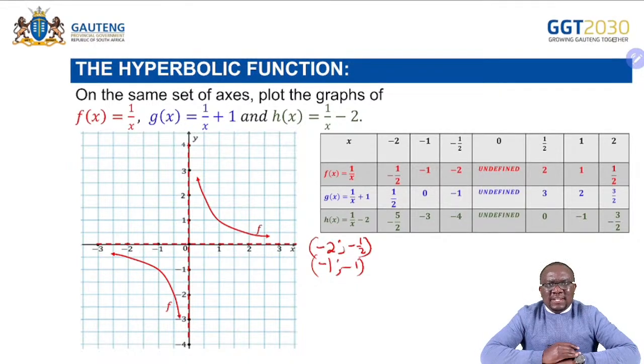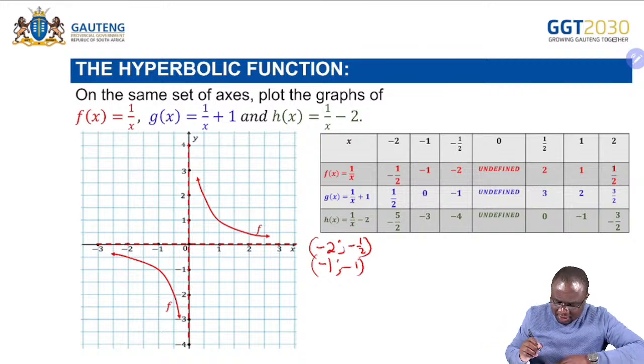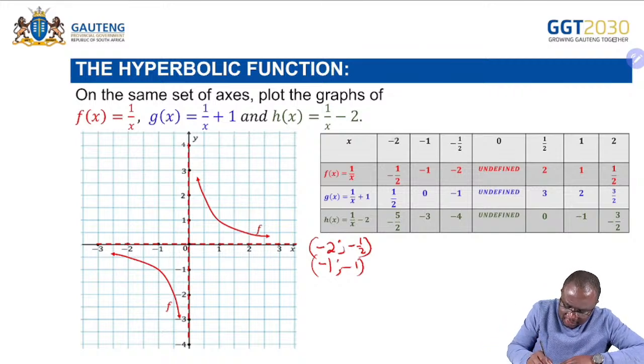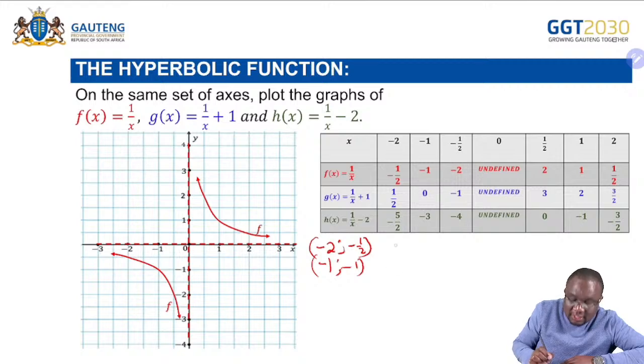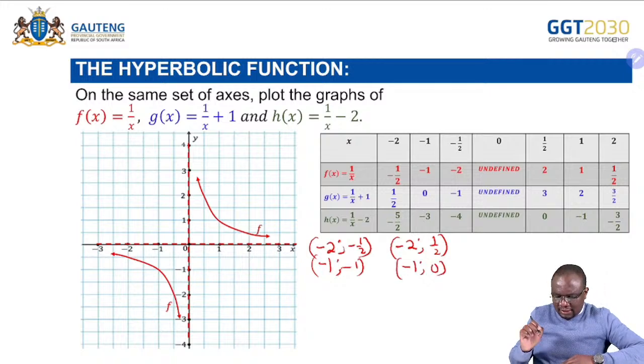Welcome back. Did you manage to make corrections? Let's move on to our next graph, which is g of x, learners. What are we going to do here? We're going to plot our points. Now we're using the x and the blue values for our y values. The first point is -2 and 1 over 2. The second point is negative 1, 0. The third point is negative half and negative 1.